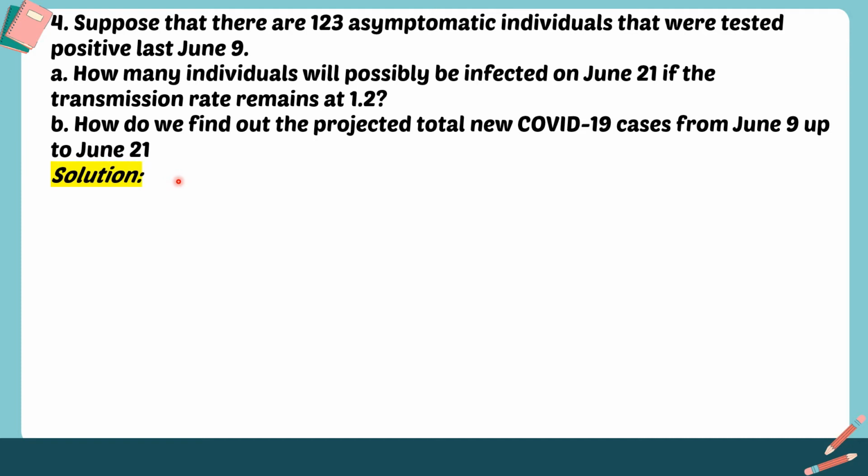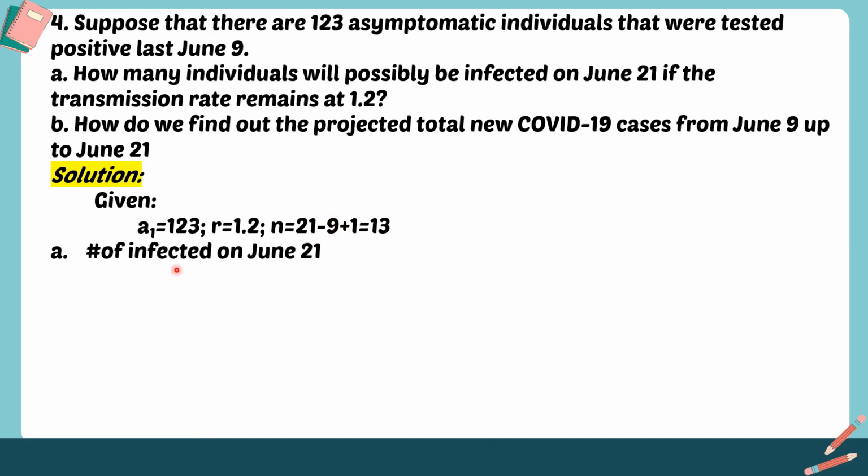So, to answer the first problem, let's have first our given. Ang a sub 1 natin ay 123, ang common ratio ay 1.2, ang n natin is 13. Kasi 21 minus 9, that is equal to 12 plus 1 is equal to 13. Kailangan mag-plus 1 para ma-include natin yung June 9 sa ating counting.